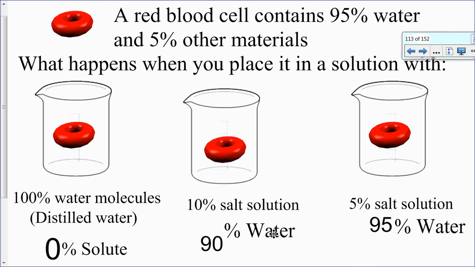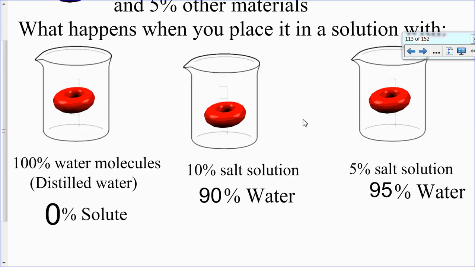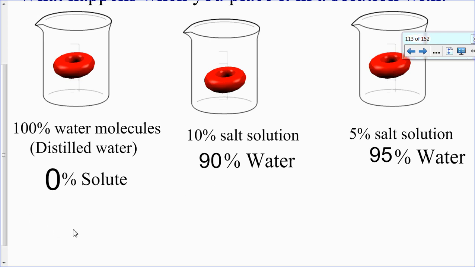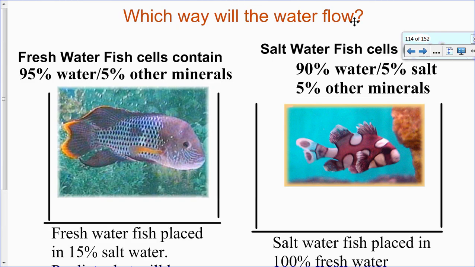And I would like you to predict what will happen to the red blood cell. Will it swell? Will it shrivel up? Will it stay the same? And you can write your prediction right underneath the beakers here. And then we could stop. There's one more example. We'll discuss it in class with the fish, which way will water flow in a fish tank if you have freshwater fish versus salt water. But we'll discuss that in class tomorrow.